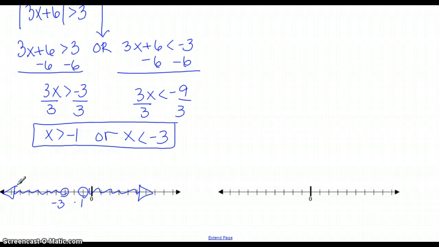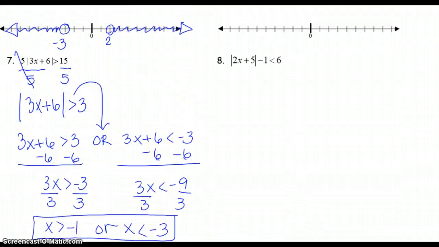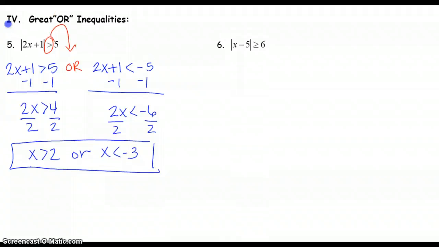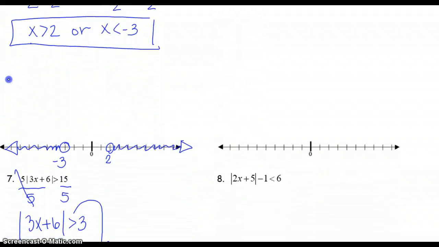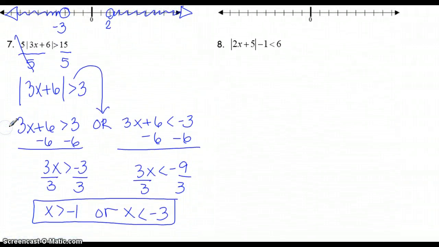All right. There are two problems left. Number 6 and number 8. Do number 6 and number 8 on your own and check them with an adult.